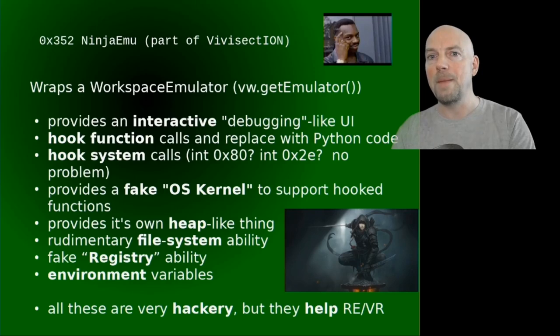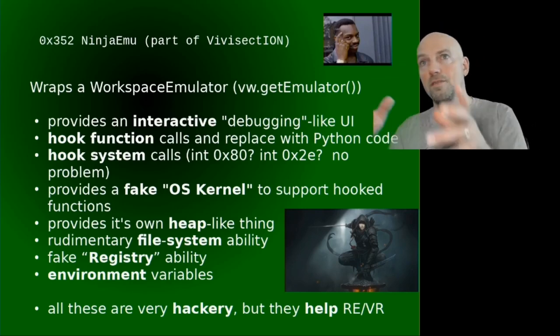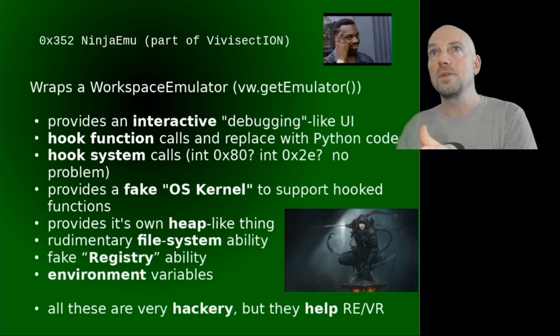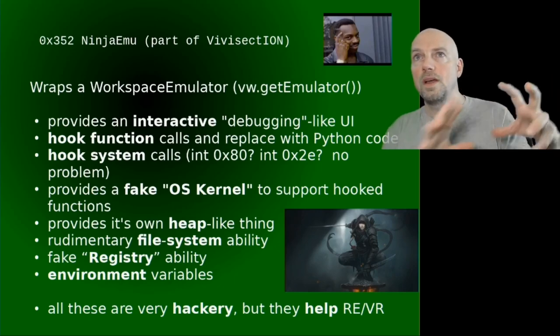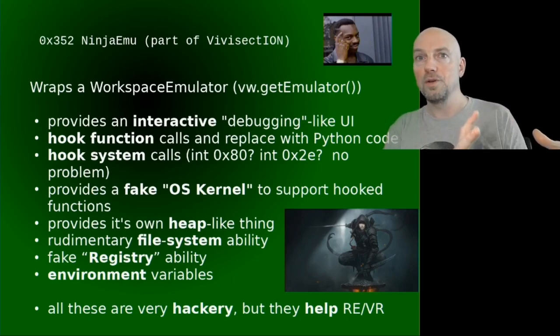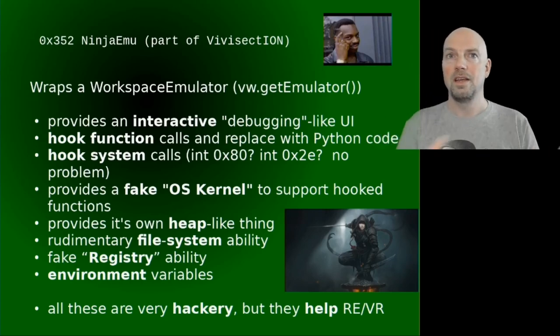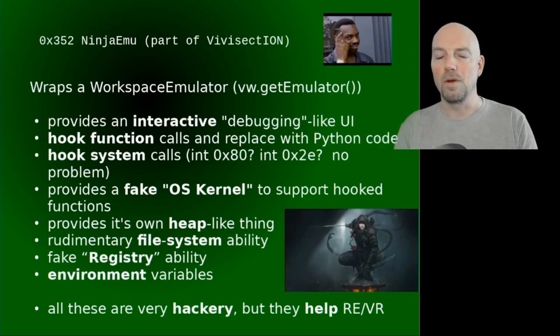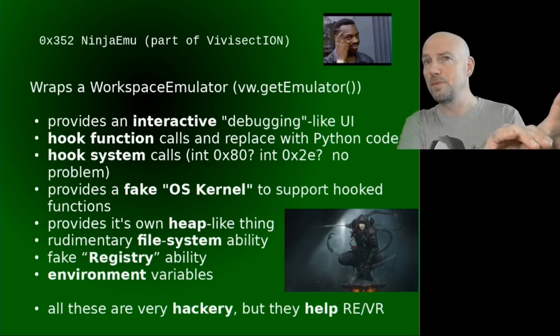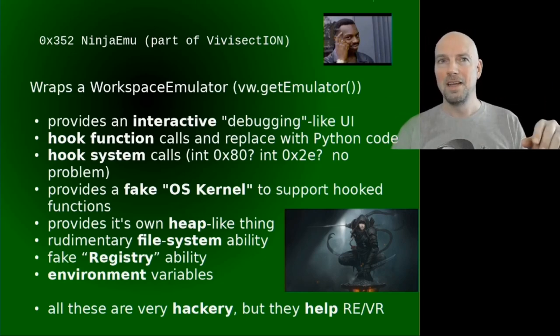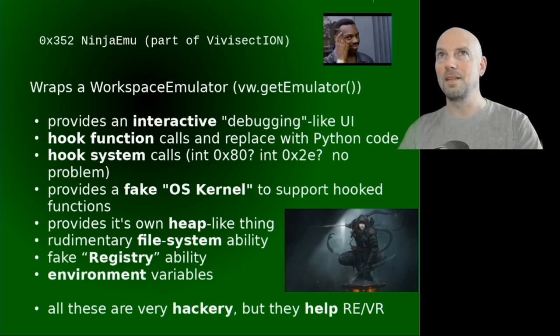Or we also allow the mapping of a particular file directory, a fake directory space, and we redirect that into a real directory space in your host operating system. So be warned and be careful. Right now we don't actually protect against directory traversal. So if you're reversing something that knows that you're reversing it in Vivisect or in NinjaEMU, they may be able to do shenanigans. So just be warned.